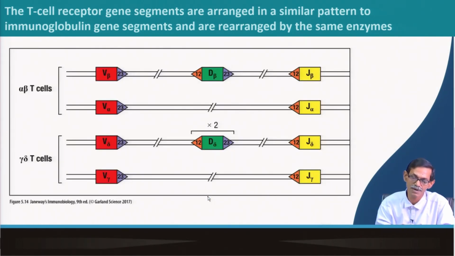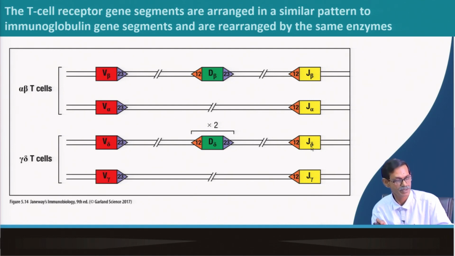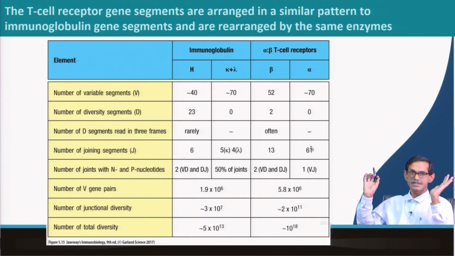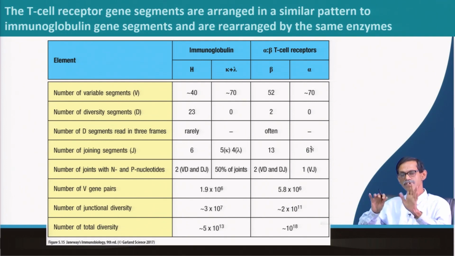Alpha beta and gamma delta are very much similar. They all follow the 12-23 rule, both the gamma delta T cell receptor and the alpha beta T cell receptor. Their arrangement may be different, but the mechanism and the principle are the same. So if you consider this, this is the summary. I am not going to read through it and waste time.